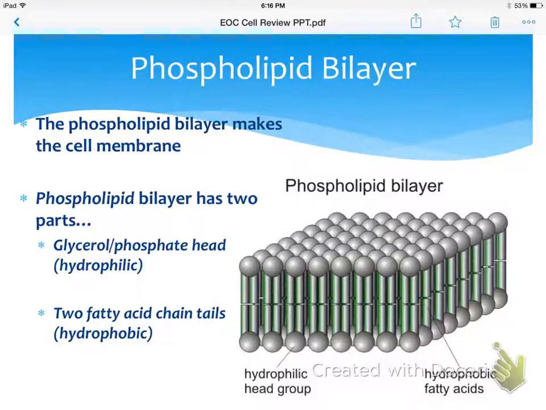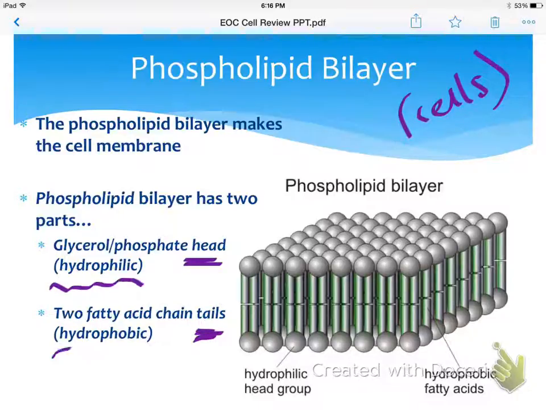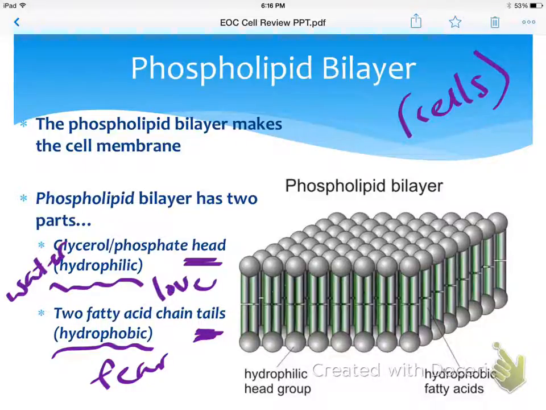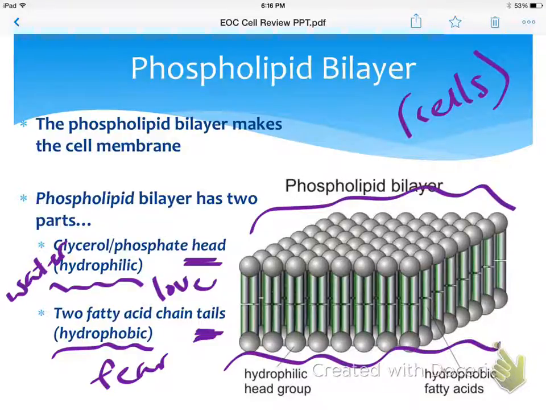So first up is the phospholipid bilayer, which is of cells. Hopefully you realize that. And it makes the cell membrane, but it has two parts to it. So there's the head part and the tail part. Now there's some key words here: hydrophilic, hydrophobic. Phobia is fear. Philic is love, and then hydro is water. Okay, so the heads face out because there's water here and water here, and the tails face in because water doesn't go in the middle. So they're water fearing, and they don't want to touch the water.